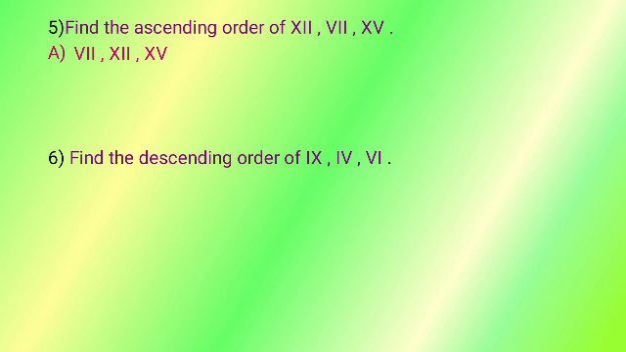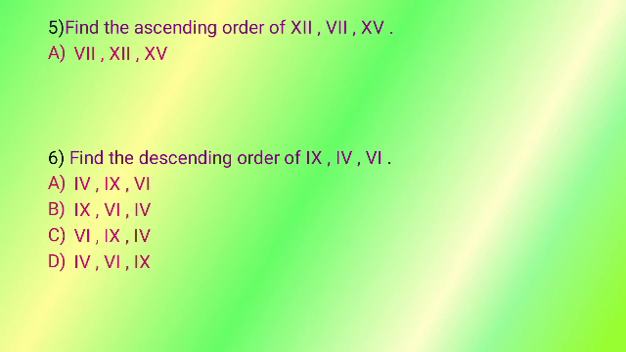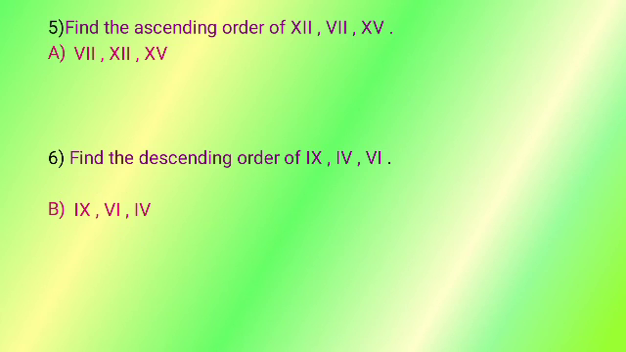Find the descending order. Descending means bigger to smaller. Opposite: ascending is smaller to bigger, and descending is bigger to smaller. So you have to see which option is correct for this question. Here are the options, and the correct option is B, that is IX, VI, IV, that means 9, 6, then 4.